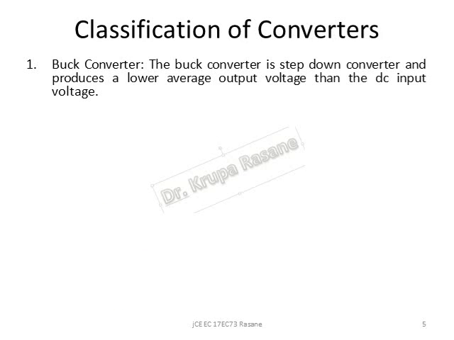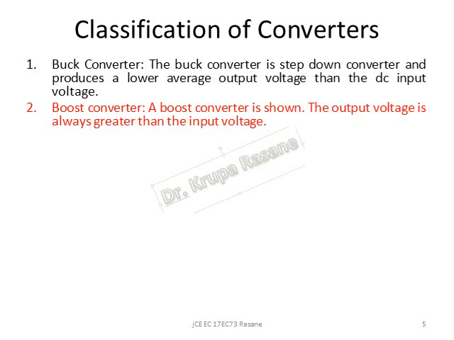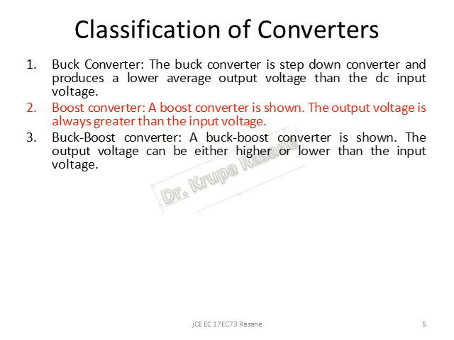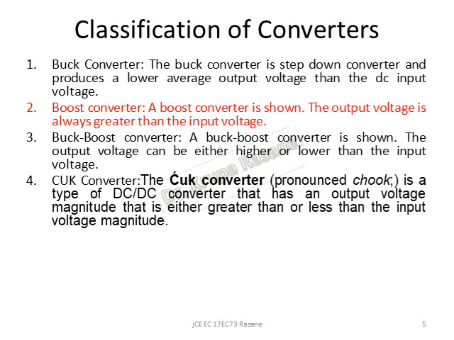Coming to the classification of converters, we have seen the buck converter, which is nothing but the step-down converter itself. Boost converter, we have seen that it basically has output which is greater than the input. Now, when we look at the buck boost converter, the output voltage can be either higher or lower than the input voltage. So it has both buck and boost incorporated in it.